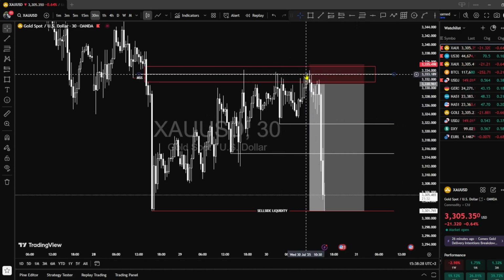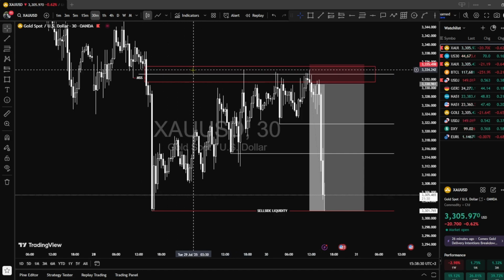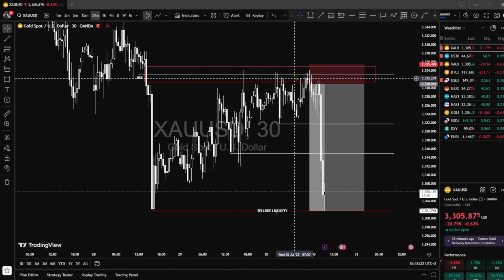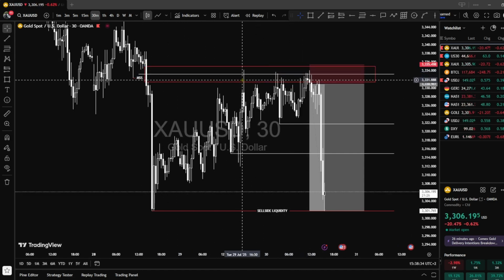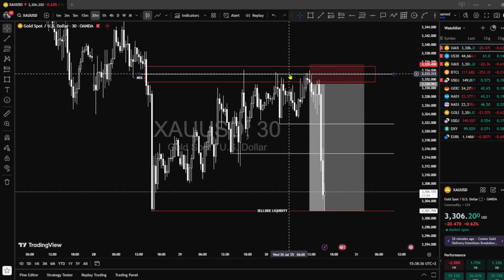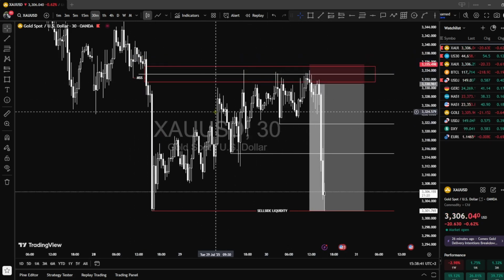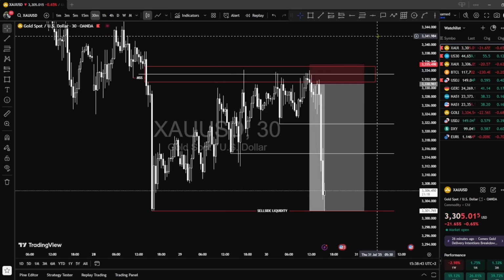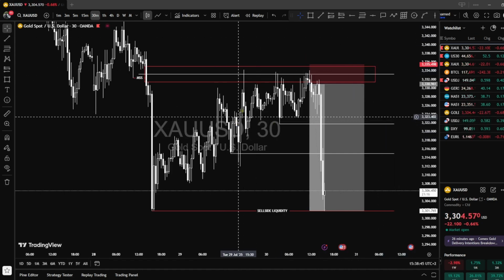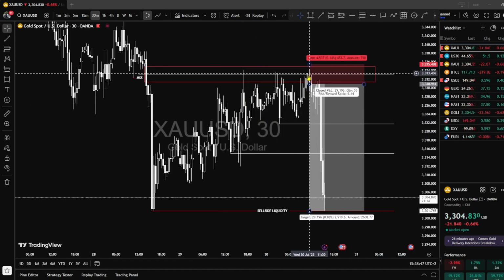So price keeps failing to disrespect this fair value gap, meaning that the buyers and sellers are fighting at this point. Since I'm seeing that the trend is bearish as well, I took it as the bears are most likely to win this battle that's going on over here.